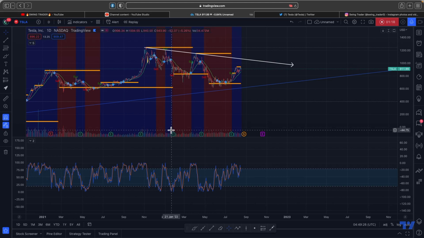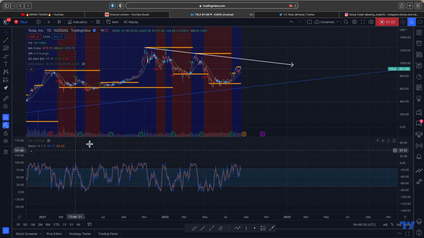And so this is TradingView. I do have a few indicators listed here to help me make a better decision when it comes to investing. And I want to start with a couple of the basics here.